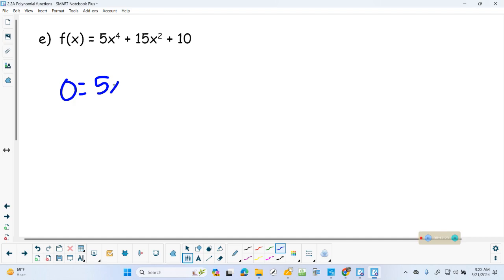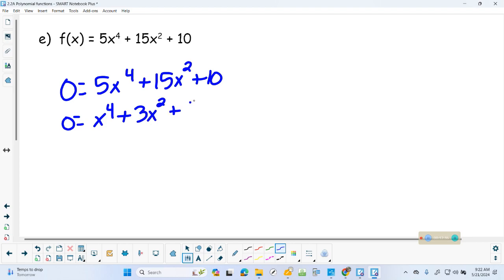Now, again, I see we've got a lot of divisibility by 5 here. So first things first, I would probably divide everything by 5. Do you have to? No, but it's just always easier, I think, to work with smaller numbers. Now, don't let the fact it's a fourth degree scare you. I think we can factor on it. I'm thinking about what two numbers multiply to 2 and add to 3. 2 and 1.